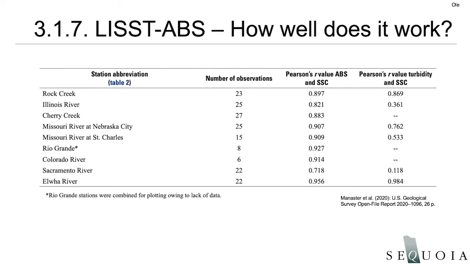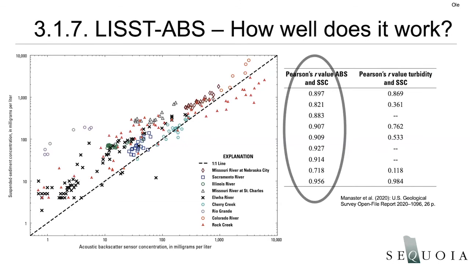And another way of looking at that is this plot, and that shows all the data. On the x-axis, we have the concentration as it comes straight out of the ABS. So simply plugged into a data logger, and that's the concentration that comes right out of it. And it's plotted against, on the y-axis, the actual suspended sediment concentration from water samples. And the dotted line is the one-to-one line. So if all the data were completely in agreement, then all the data points would fall on the dotted line.